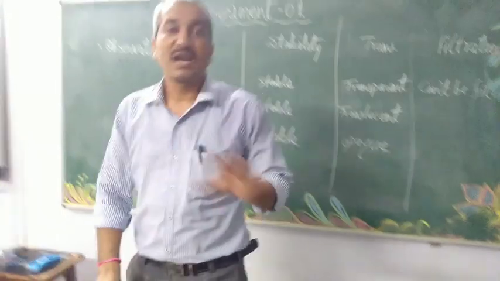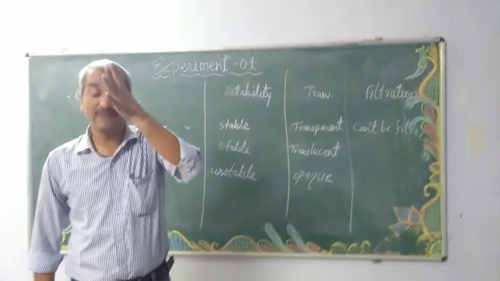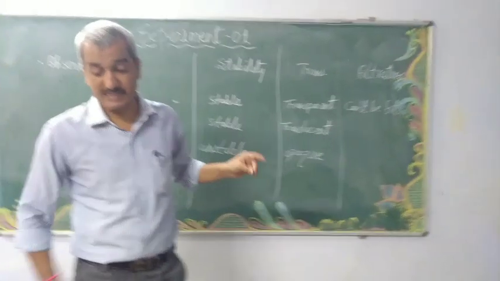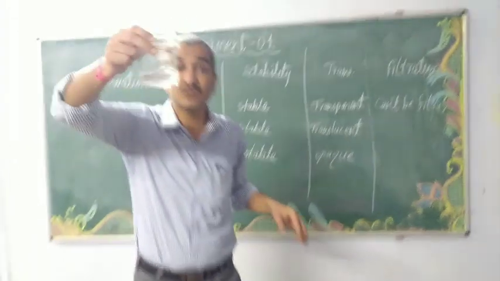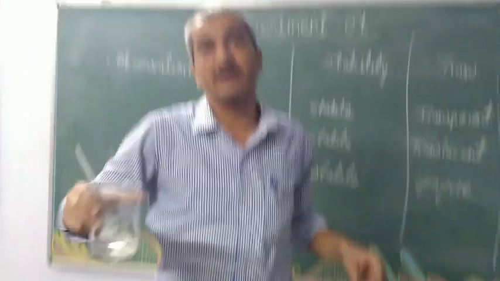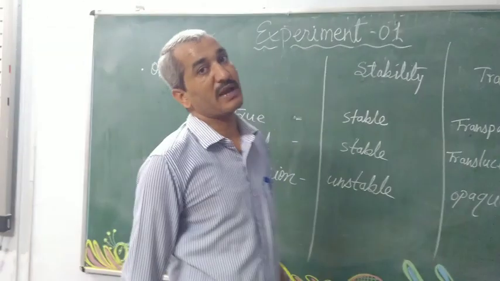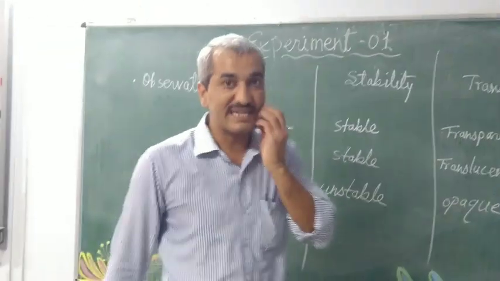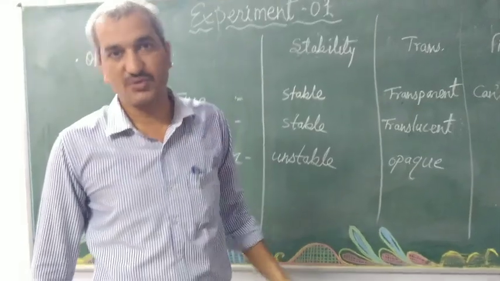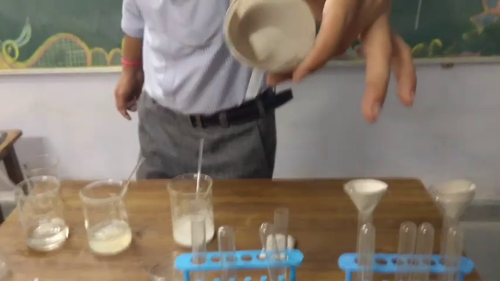So we cannot separate the solute of a true solution by the simple filtration method. Because you know the particle size of a true solution is too small. They are the smallest solid particles, up to the size of 1 nanometer, that is 10 to the power minus 9 meters. So they can easily pass through the pores of this filter paper and no residue is left.